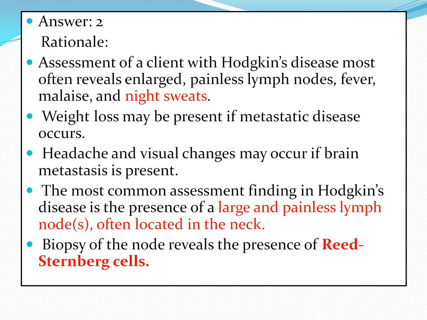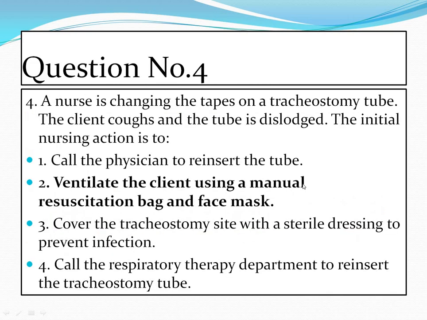The most common assessment finding in Hodgkin disease is the presence of large painless lymph nodes, often located in the neck. Biopsy of the node reveals the presence of a special type of cells. It is known as what? Reed-Sternberg cells. Keep in mind the point. Reed-Sternberg cell. Okay. So we can go to the next question.